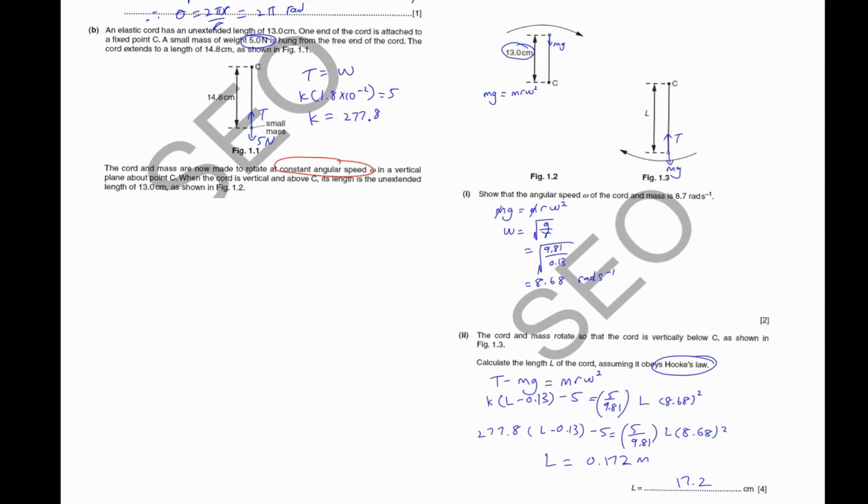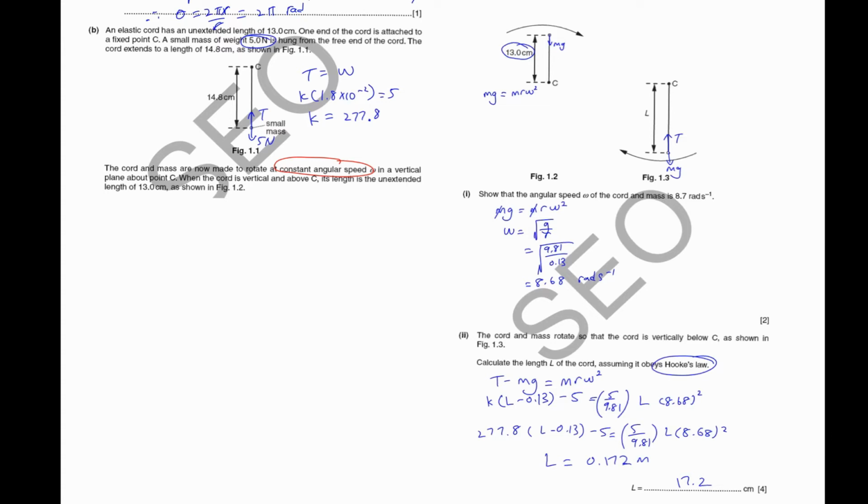Right, the next part tells you that the chord and the mass rotate so that the chord is vertically below C. So now imagine the chord goes to the bottom here. So you want to find the length of the chord, assuming it obeys Hooke's law. So once again, we would try to solve by resolution of forces. Now, if you draw the free body diagram, there will be a tension because there's a length L, not necessarily 13 centimeters. So some people ask me how I know there's a tension or not. Assuming there is, because I wouldn't know what the length is here. So let's assume there's a tension here and the length L is longer than 13 centimeters. And then that will be tension upwards and then there'll be a weight downwards.